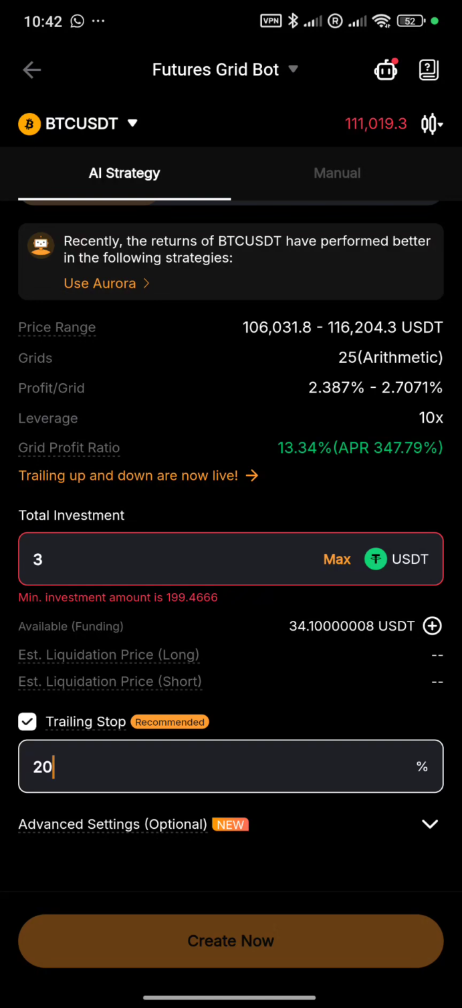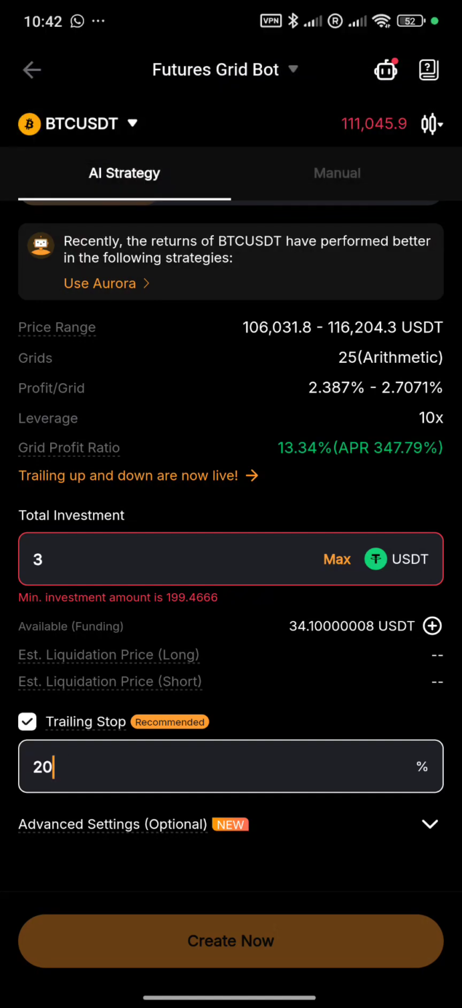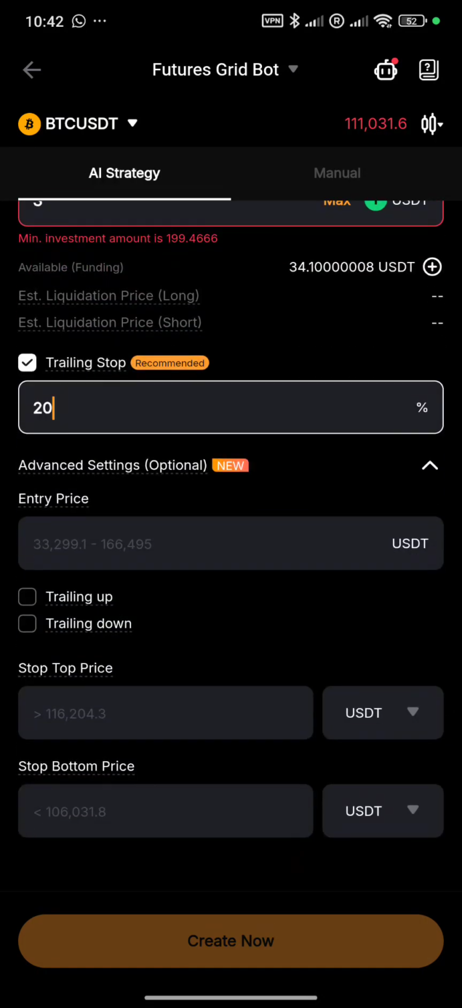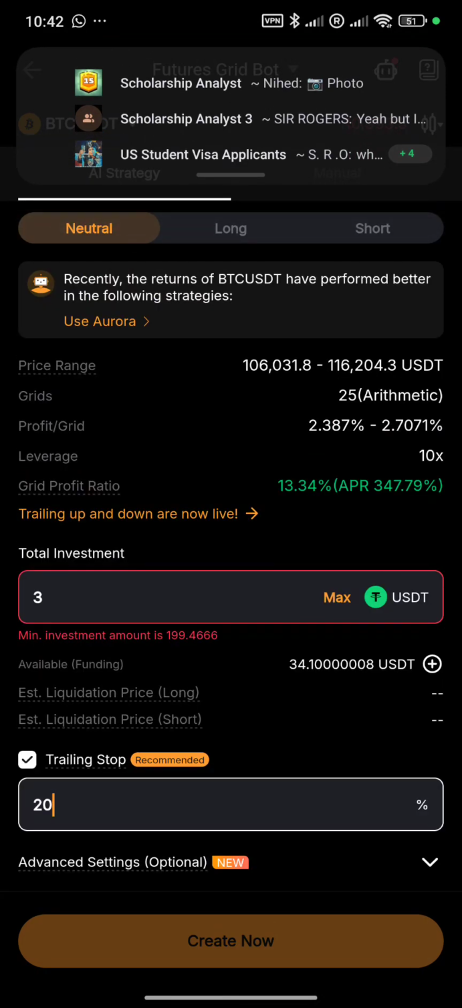Or another way I can put it is that as price keeps going up, your stop keeps moving up, because once you are in profit, your stop keeps moving up too. Do you understand? But once price tries to go against you, wherever your last stop is, that is where it's going to stop you out. It's always good to have it, to lock in some profit. If you want to add an entry price or advanced options, all this kind of stuff, you can put it. But like I said, you don't even need to stress yourself on that. Just let the AI do its work.